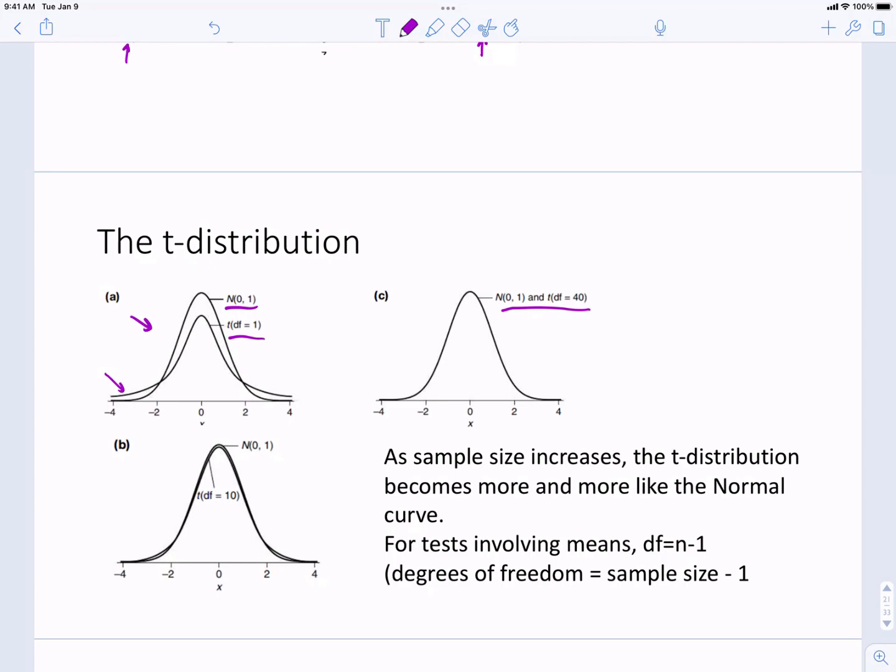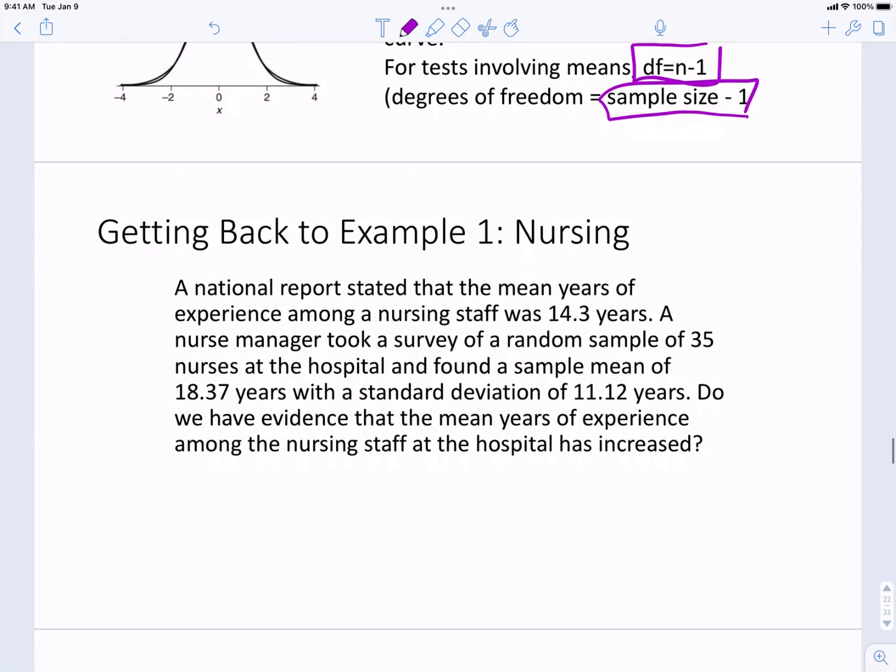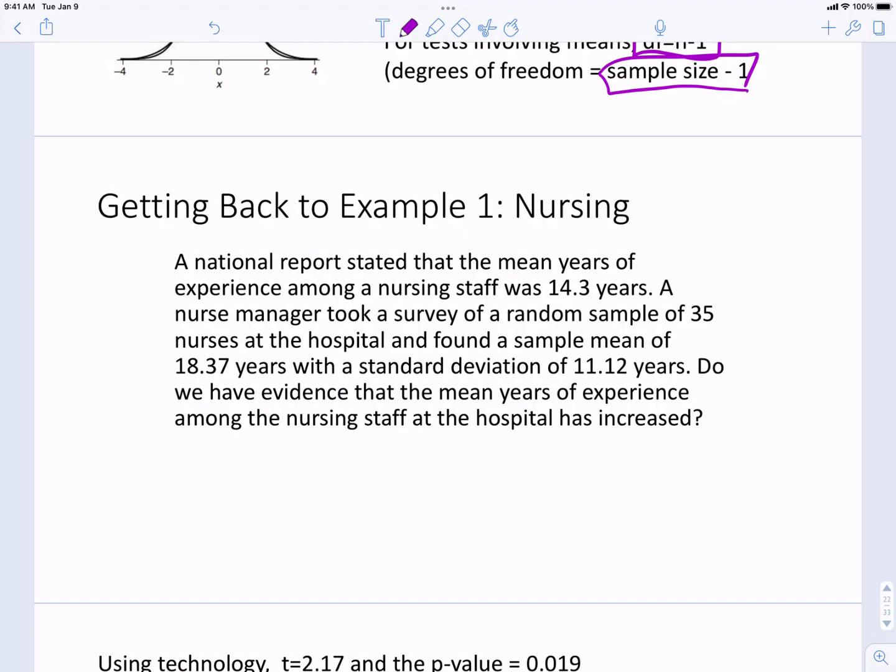And for tests involving means, the degrees of freedom is equal to n minus 1. In other words, a sample size minus 1. So that's a little bit of behind the scenes about the t-distribution, and that's why these are called t-tests. Okay, so our null hypothesis, again, was that there's no change, that the mean was still 14.3. Our alternative is that the mean has increased. The mean is greater than 14.3. That's what we want to determine.